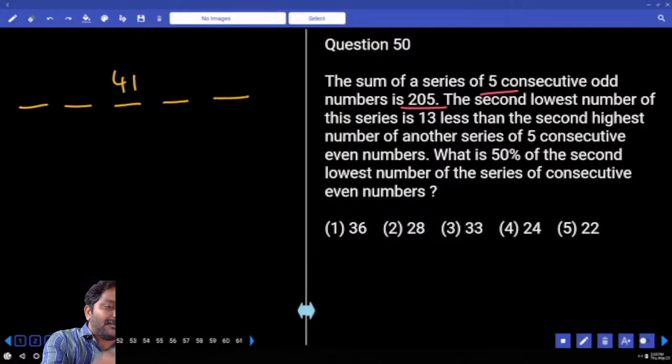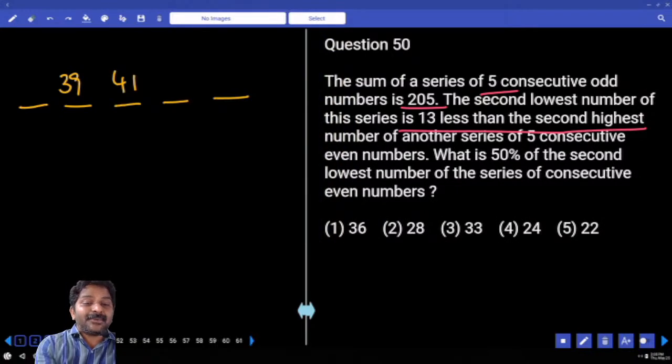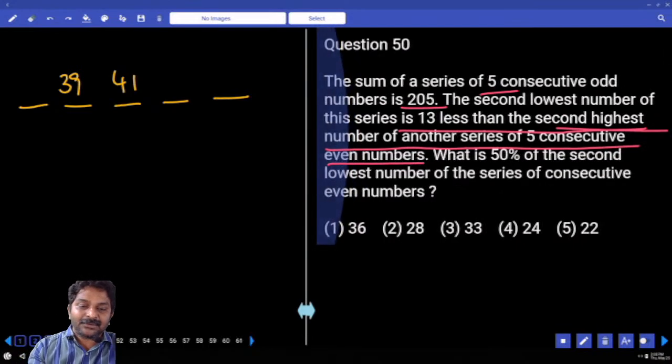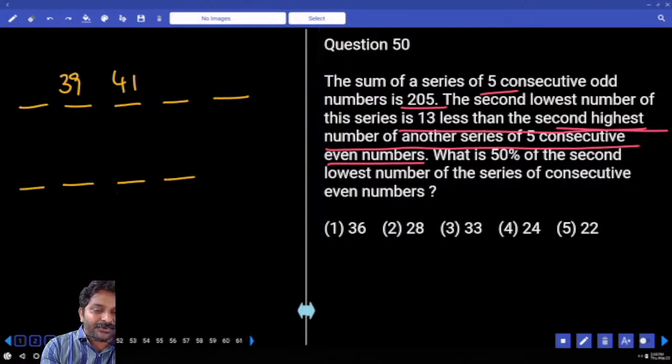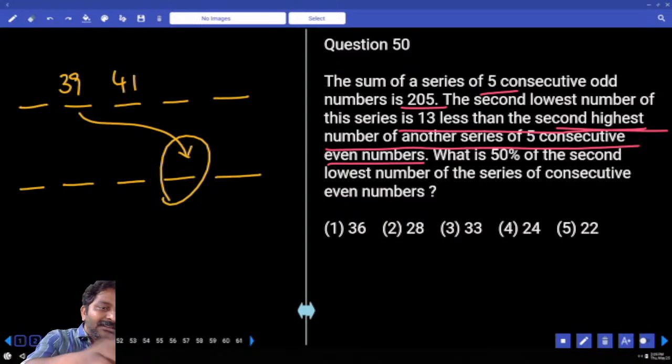The second lowest number of this series, second least place in the sense this one, right? Before 41, what odd number is there? 39 is 13 less than which number? 13 less than second highest number of another series of 5 consecutive even numbers. 1, 2, 3, 4, 5. This 39 is 13 less than this number. That's what they are saying. Correct? Then this number must be 13 more than 39, which is equal to 50.